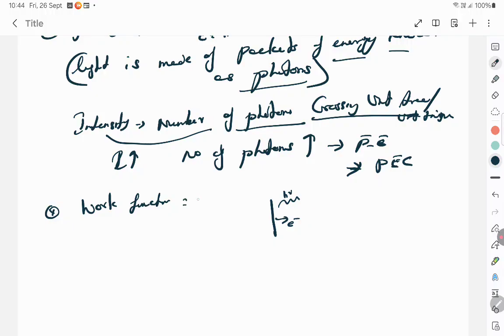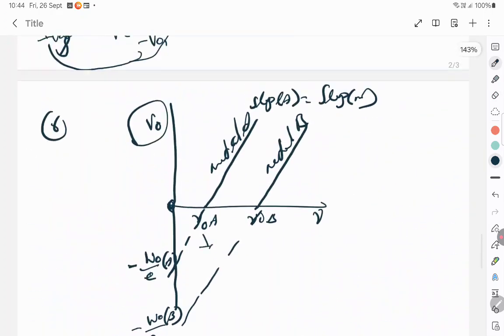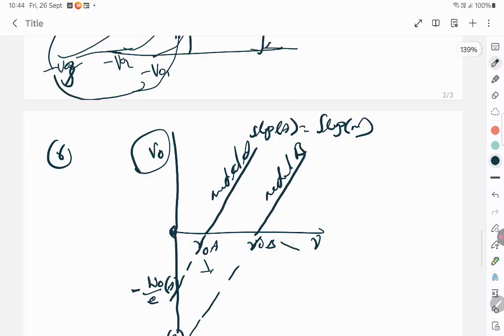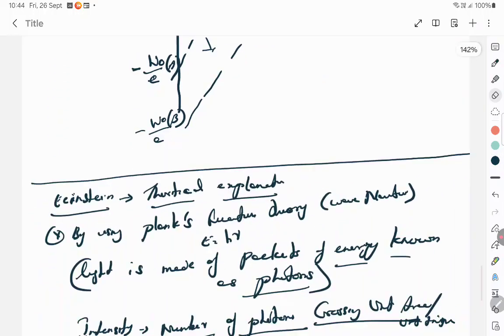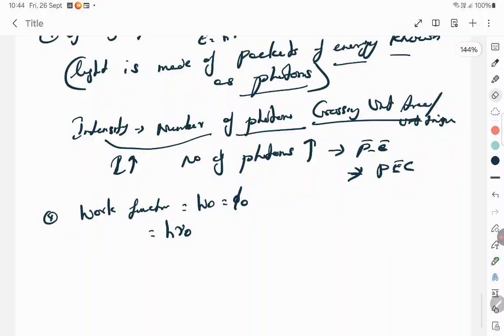It's represented by W naught or phi naught, which is also h into mu naught, where mu naught is the minimum threshold frequency. I told you in the graph, it will be mu naught where it's cutting; it is never at zero. You need a minimum energy, which is known as the threshold frequency. So this is known as the work function.